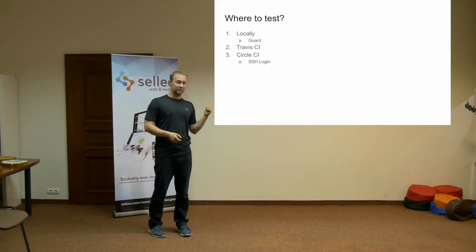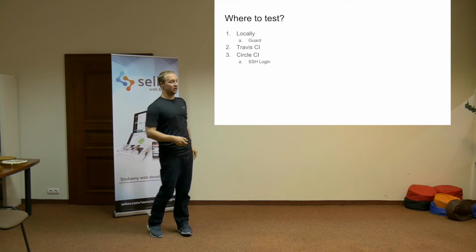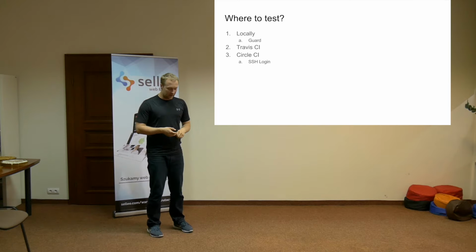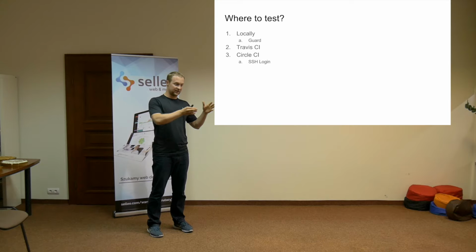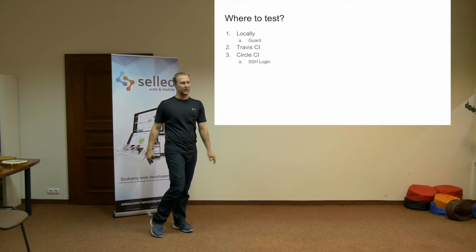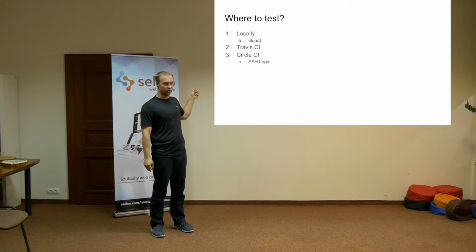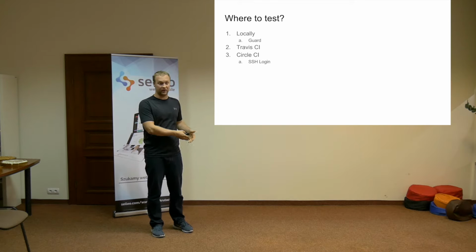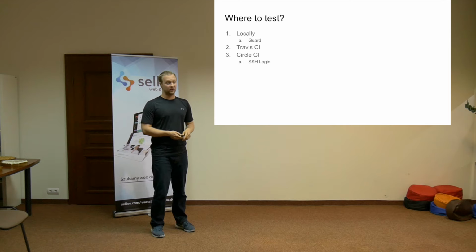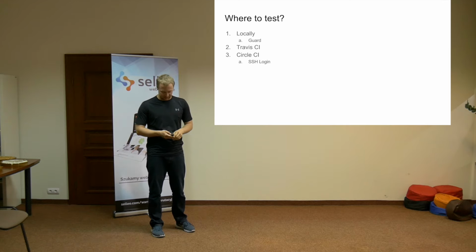Circle CI is better, because it has this SSH logging, so everybody at some point in time will face a situation where your tests pass locally, but they do not pass remotely. And well, it's really cool to actually be able to log into this instance that fails and check it out there. So that's why I recommend Circle CI, even though it's a bit more expensive.